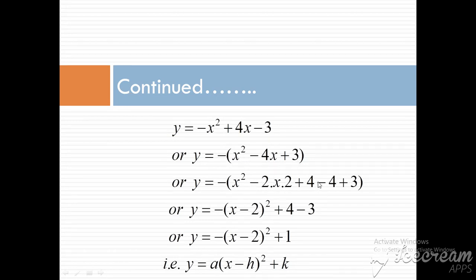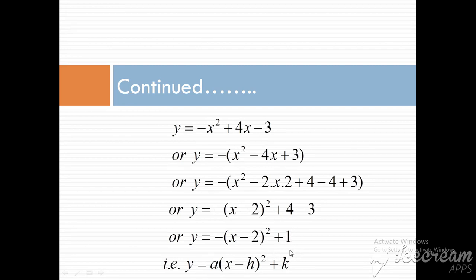Now let us make a perfect square. x² - 2ab + b², that is 4 minus 4. Now this will be -(x - 2)², minus is here, plus 4 minus 3, that is -(x - 2)² + 1. This is in the form y = a(x - h)² + k, which is the standard form of a quadratic function. And here we observe the value of a is negative, that is less than 0, and h is 2 and k is 1.